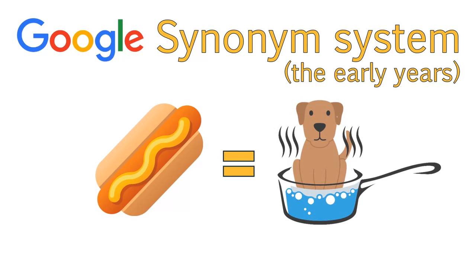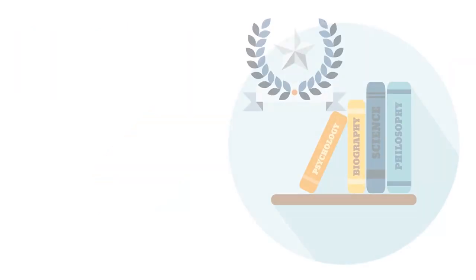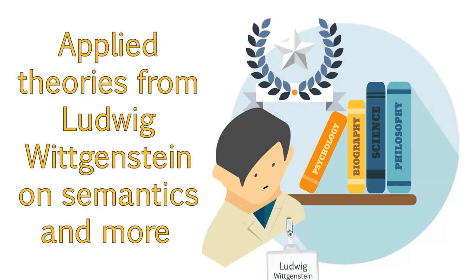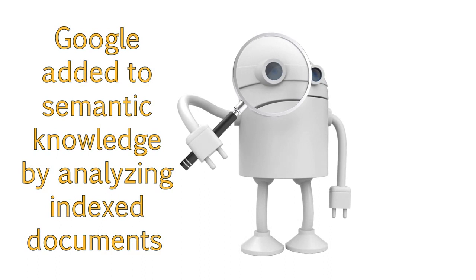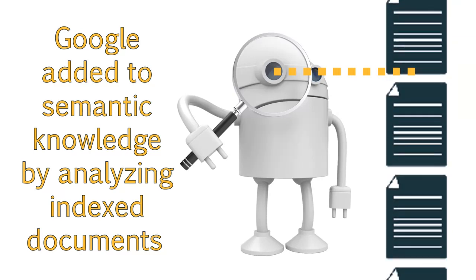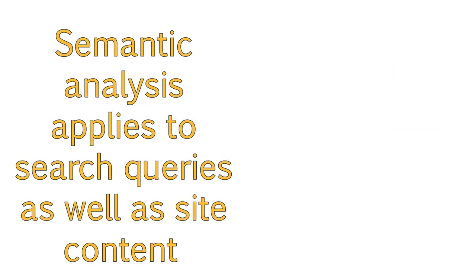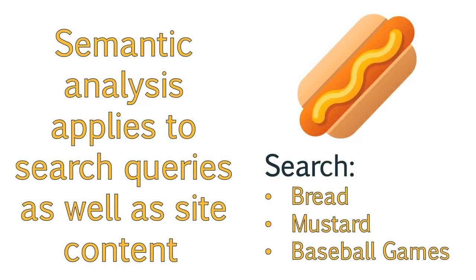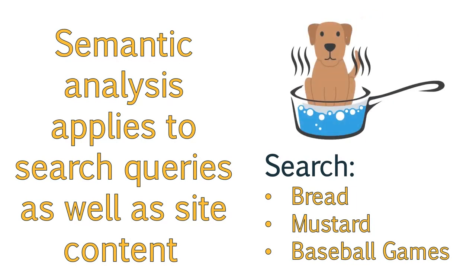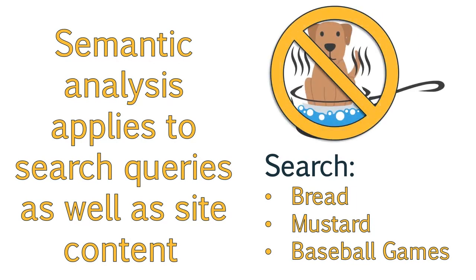This problem was fixed in late 2002 by applying theories from a philosopher named Ludwig Wittgenstein, considered by many to be the greatest philosopher of the 20th century. I urge you to read more about Ludwig and his theories at the link I provided in your course materials. Google began to slowly add to its knowledge base of semantic relationships. As Google analyzed the billions of documents in its index, it also analyzed words that were close to each other. Hot dog would be found in searches that also contained bread and mustard and baseball games, and not recipes about cooking your dog. We can see this improvement in search today.